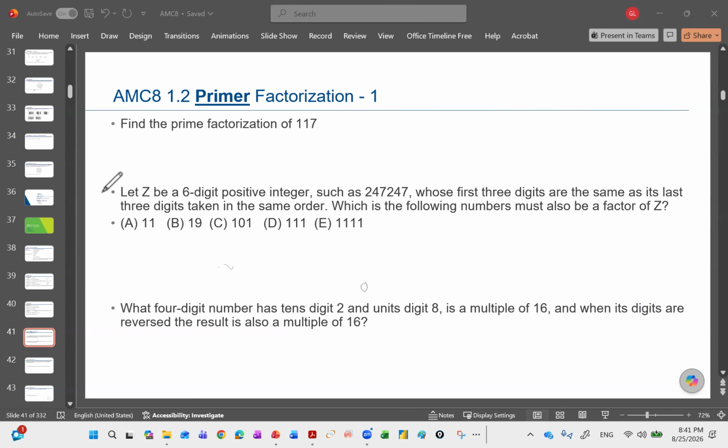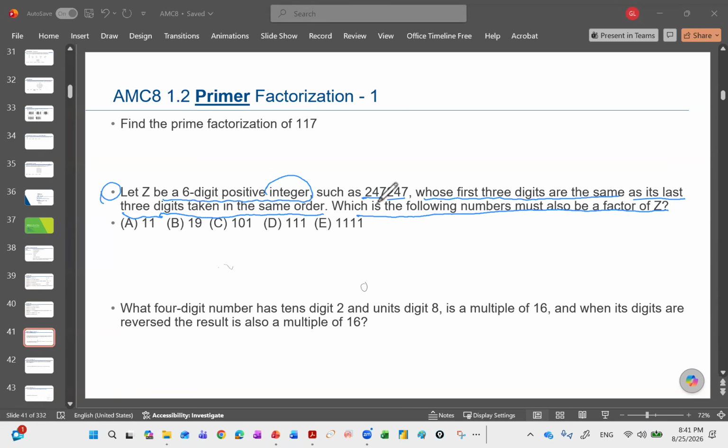So I want to look at this one first. Let Z be a 6-digit positive integer, such as 247,247, whose first 3 digits are the same as its last 3 digits. Taking the 3-digit number in the same order, which of the following numbers must also be a factor of Z? So we don't know Z.